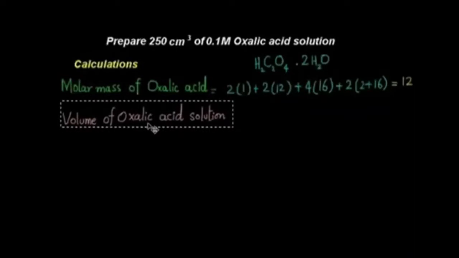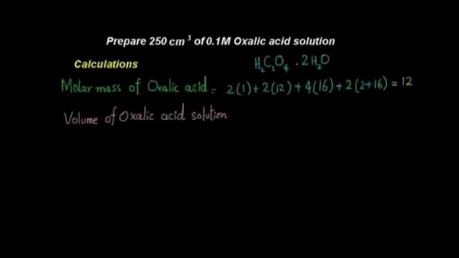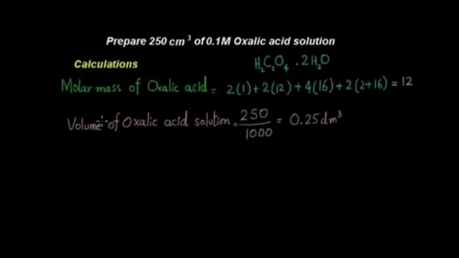So after finding the molar mass of the oxalic acid, next step is that, as you know, the volume is given in centimeter cube, so we have to convert this volume into decimeter cube. The formula for conversion of centimeter cube into decimeter cube is that we have to divide that value by 1000, and after dividing this 250 value by 1000 we will get 0.25 decimeter cube, which is the volume of the oxalic acid solution.